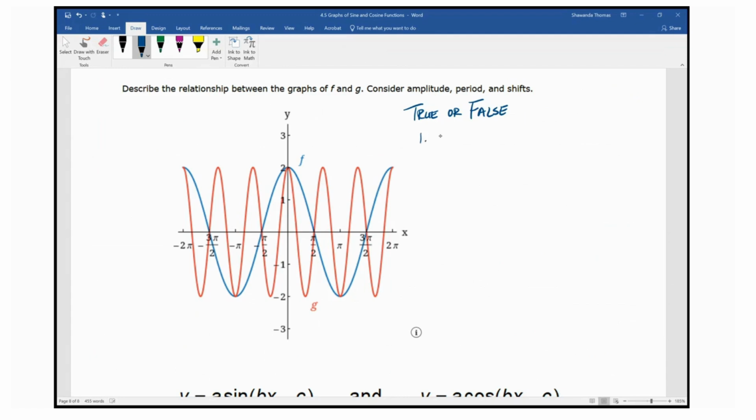Number 1, y'all tell me what y'all think. The graphs of F and G differ only in their phase shift.